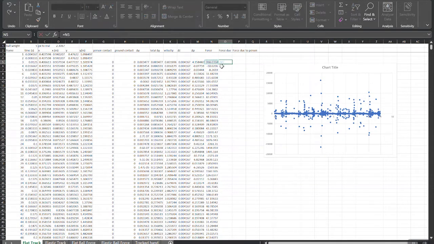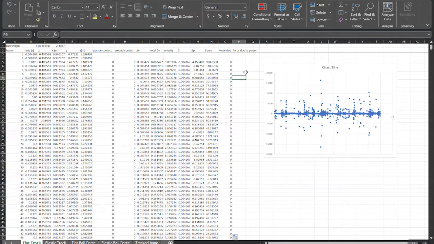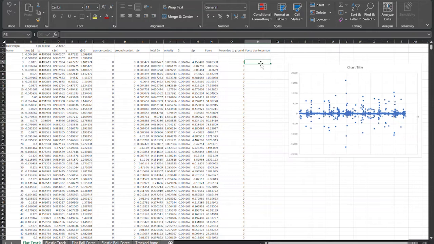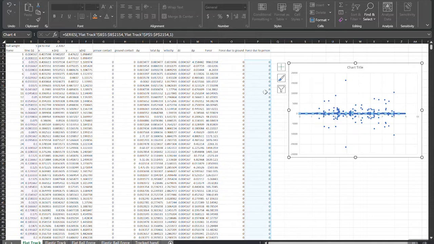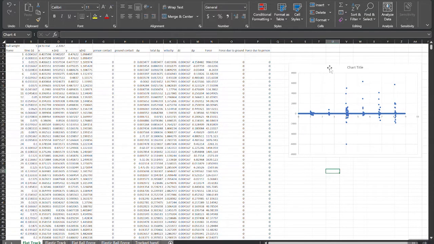So this is whatever force we got times this number, 0 or 1, depending on if the ball is in contact with the ground or not, right? And similarly with the force due to the person, we'll just multiply this force times if the person is in contact or not. Okay, let's plot that. All right, that looks reasonable.